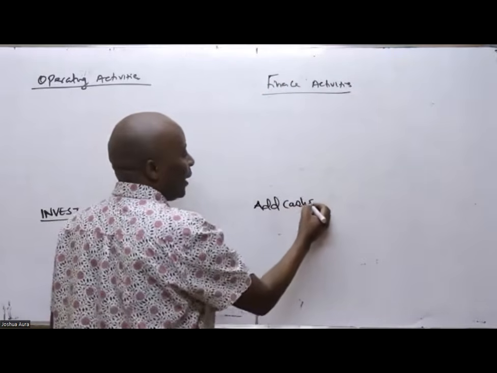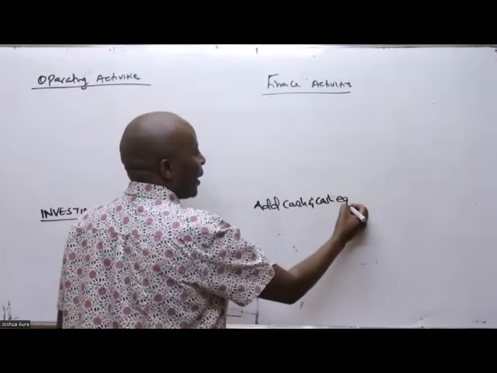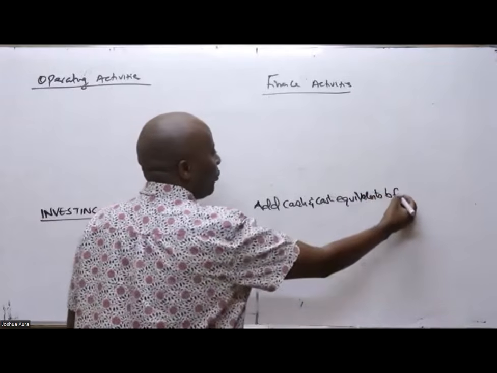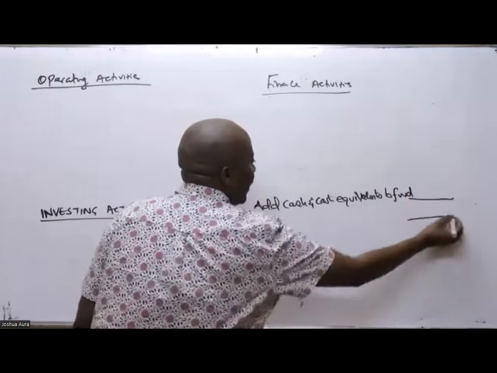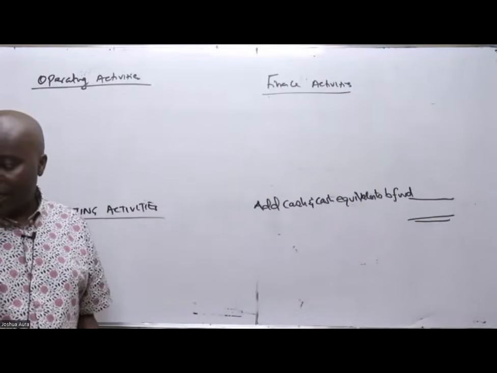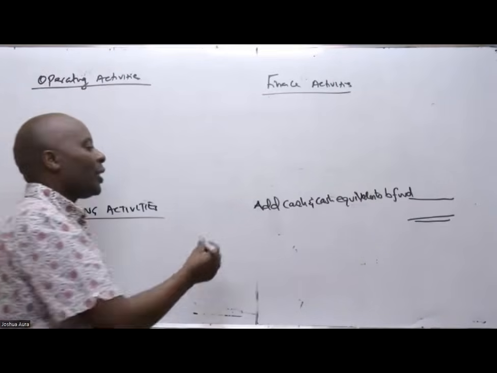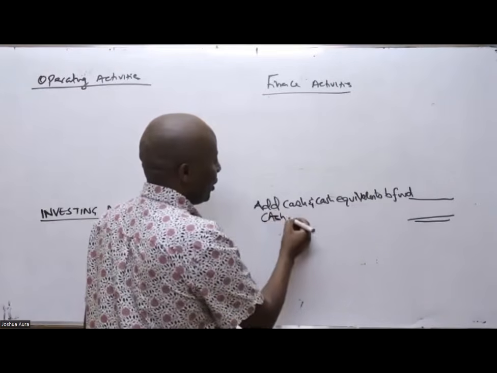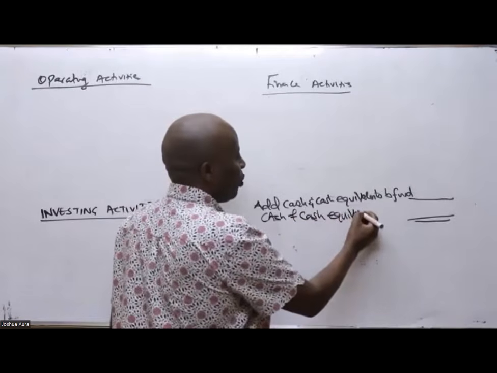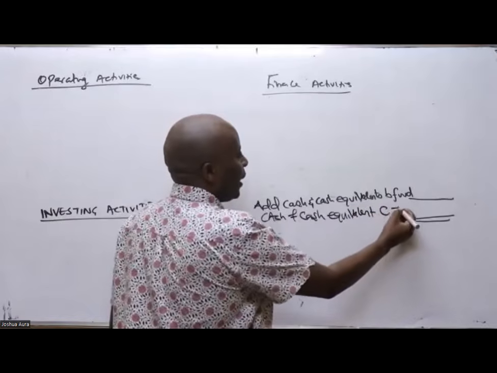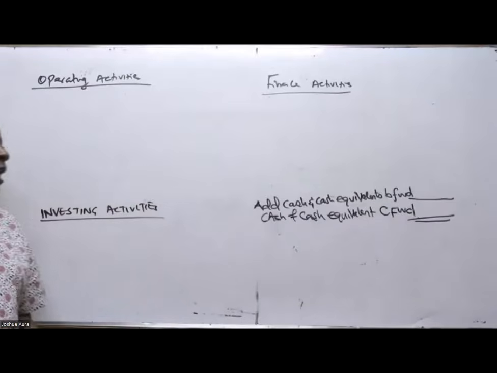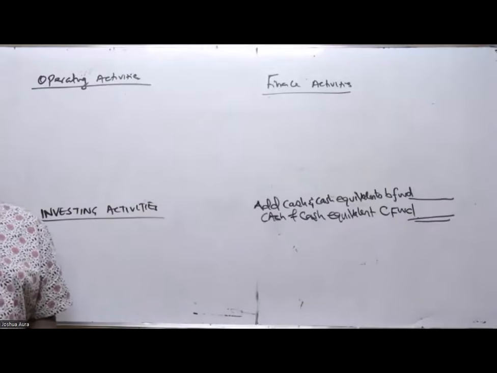I skip some line, and then I'll come and mention here, add cash and the cash equivalents brought forward. I write like that. So add the cash and cash equivalents brought forward to be able to get, in this case here, the cash and the cash equivalent carried forward.